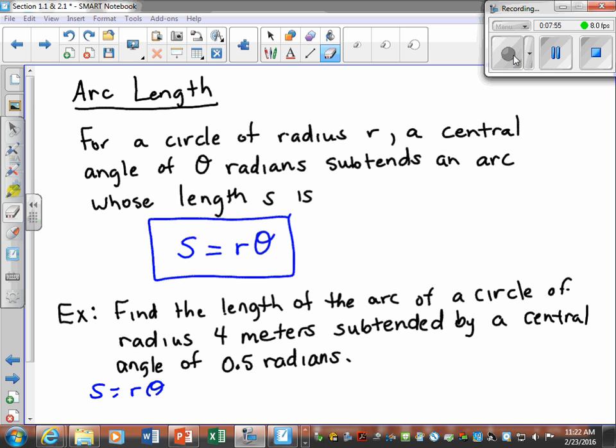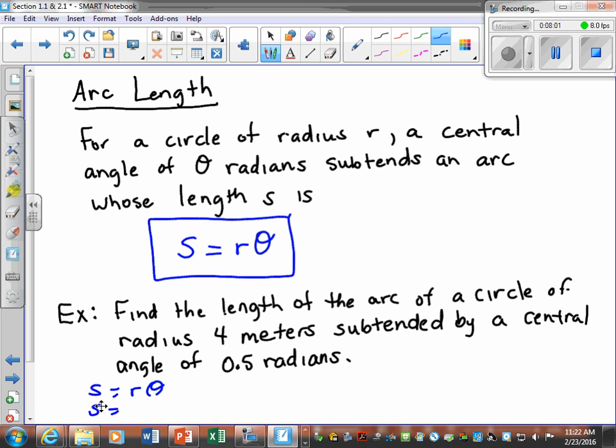Okay, so we write our formula. We're solving for S. S is equal to radius, which was given. Radius is 4. Theta was given to us. Central angle theta is 0.5. This must be in radians. So later if they gave it to you in degrees, we'd have to convert it to radians first to then use the formula. But we can talk about that a little more later. So 4 times 0.5 is just going to be 2 meters.